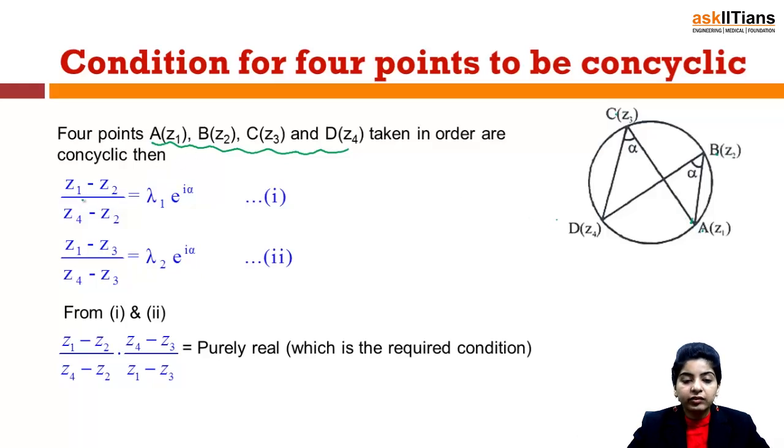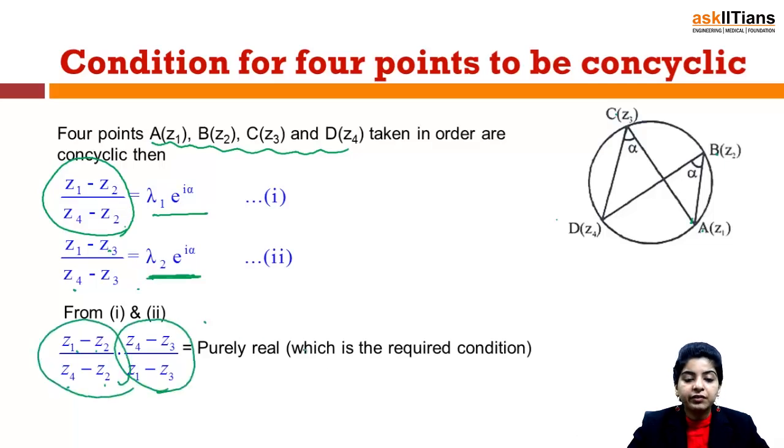If they are concyclic, then you'll have the result: (Z1 minus Z2) by (Z4 minus Z2) would be lambda 1 e raised to iota alpha, and similarly (Z1 minus Z3) by (Z4 minus Z3) would be lambda 2 e raised to iota alpha. And from here we can reduce that (Z1 minus Z2) by (Z4 minus Z2) into (Z1 minus Z3) by (Z4 minus Z3) would be purely real, and this is the required condition for the 4 points to be concyclic.